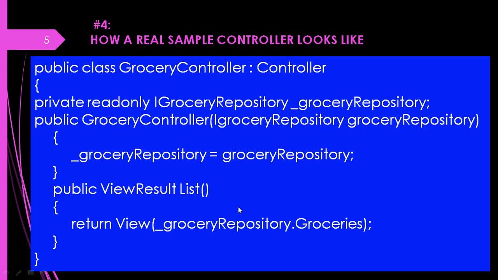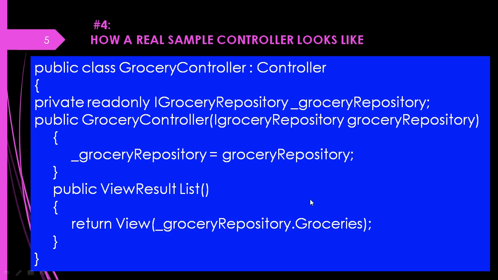So a view is nothing but a sample template which is responsible for displaying what has to be displayed on the web page. And this List action method, which will be executed by this controller, is responsible for returning this kind of view. And this view takes data from which place? That is the grocery repository. And this grocery repository contains all the groceries, right?